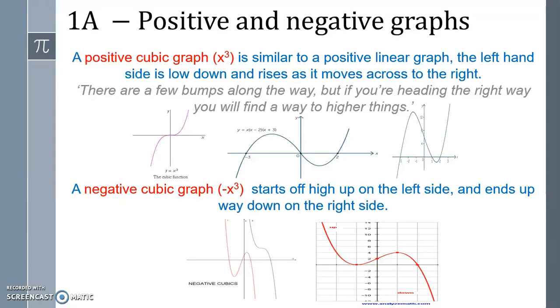You can kind of tell which is positive and which is negative. So if you expand the function out, if it's a positive x cubed term, then it's a positive graph. And if it's a negative x cubed term, then it's a negative graph. Just make sure that it's expanded and that you're taking into account all the negatives.